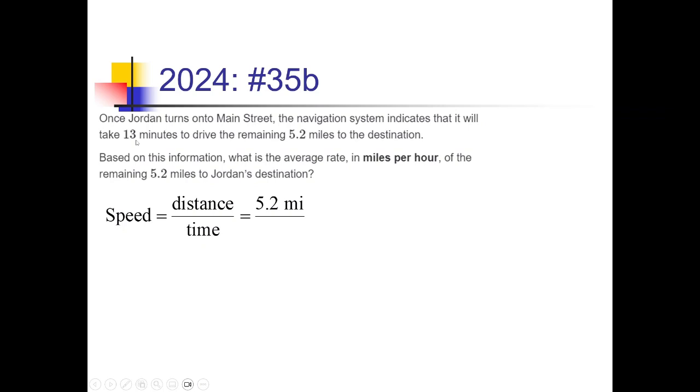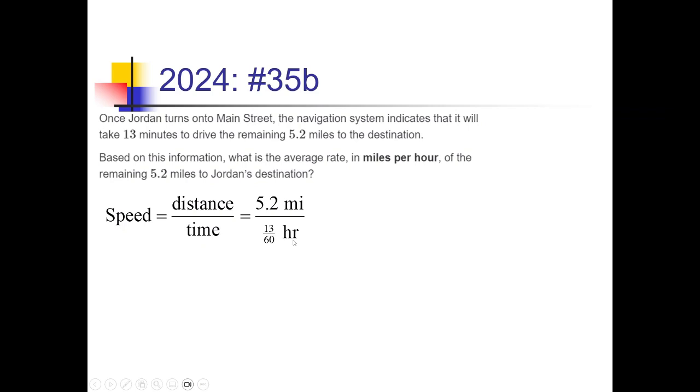And to do that, I'm just going to take 13 and divide it by 60. I'm going to do that right in this fraction here. So I'm going to be doing 5.2 divided by 13 over 60, because 13 minutes is 13/60ths of an hour.